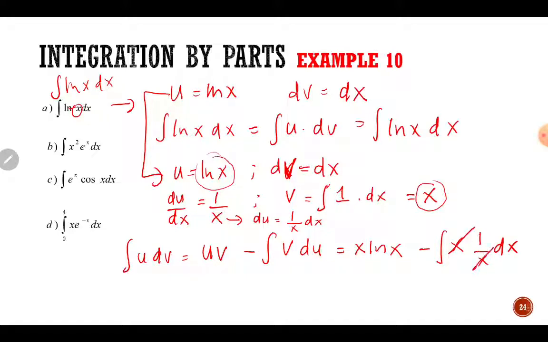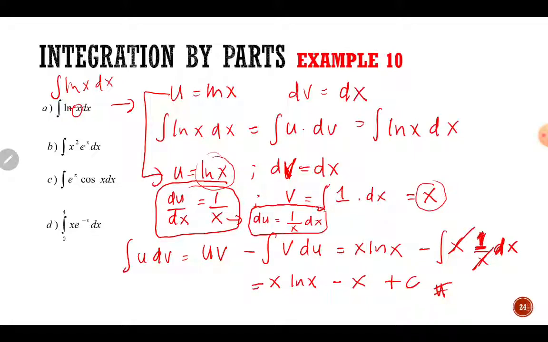So we substitute 1 over x dx, and this cancels. So we have x ln x minus the integral of 1 with respect to x, which gives x plus c. So that is the answer. Take note that du over dx is 1 over x, so that's why du equals 1 over x dx. So we replace du with 1 over x dx. That's why we get this. So this is the final answer for A.